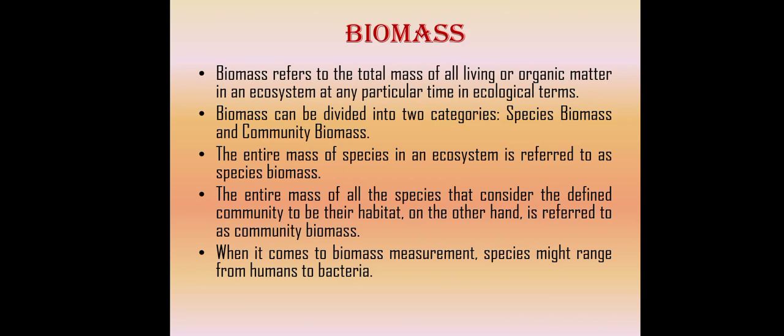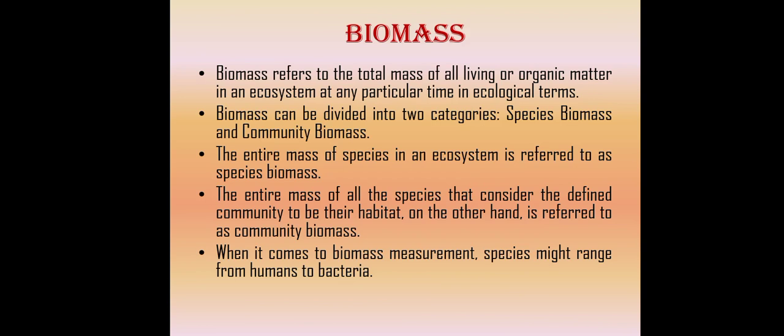Now this biomass can be divided into two specific categories, the species biomass and the community biomass. The entire mass of the species in an ecosystem is referred to as the species biomass. Means it is related to a specific type of species, organisms of the same species. The biomass of all of these organisms is considered to be the species biomass. Here we are calculating the biomass of only the restricted species.